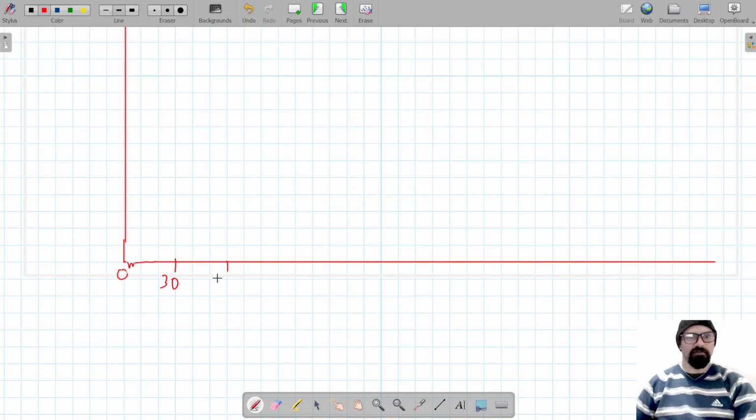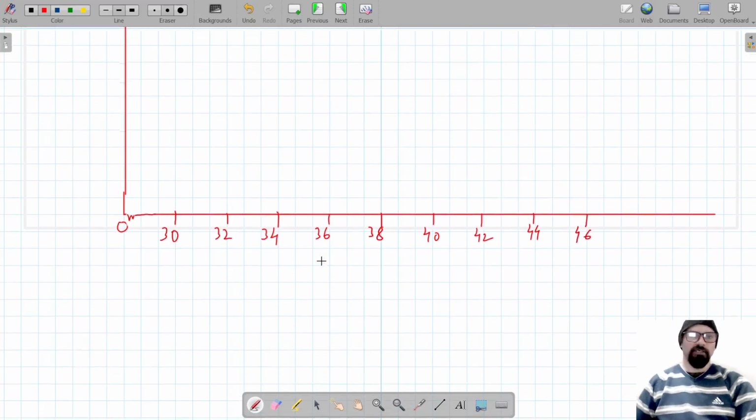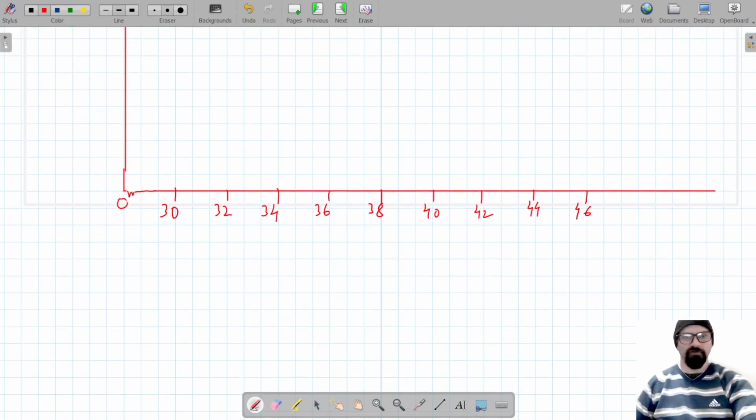And then this is 30. It's 34, 36, 38, and then 40, 42, and then 44. Okay, let's keep it to 46. And this horizontal axis represents the weight in kg.